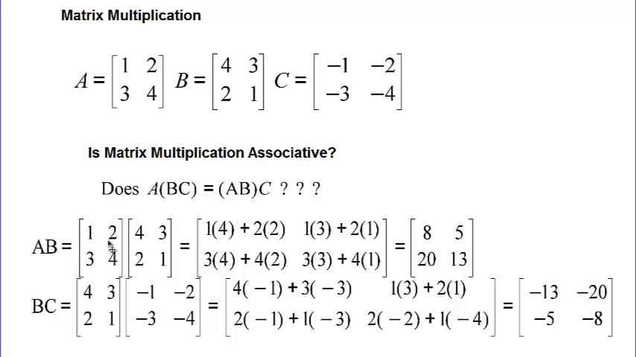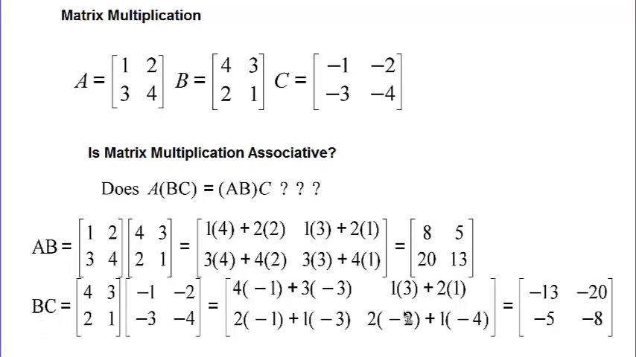For the next element in the row, it's 1 times 3 plus 2 times 1. And then for row 2, element 1, it's 3 times 4 plus 4 times 2. And then 3 times 3 plus 4 times 1. When we add those together, we get 8, 5, 20, 13. That represents matrix A times matrix B.